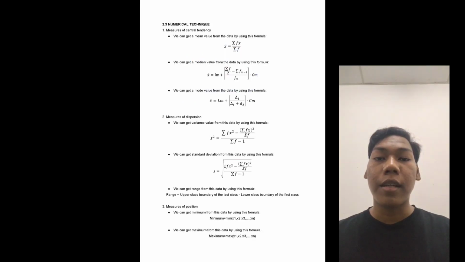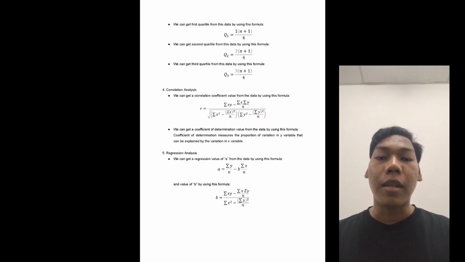Number 1, measure of central tendency. We have the mean value formula, median value formula, and mode value formula. Number 2, measure of dispersion. We have the variance value formula, standard deviation value formula, and range value formula. Number 3, we have measure of position. We have the maximum value formula, minimum value formula, first quartile value formula, second quartile value formula, third quartile value formula. And number 5, regression analysis. We have the regression value of A and B value formula.